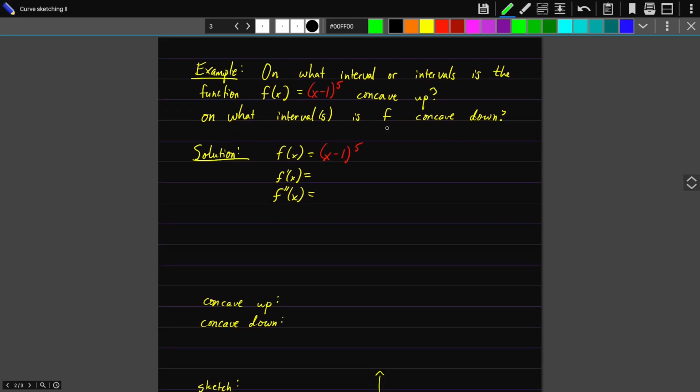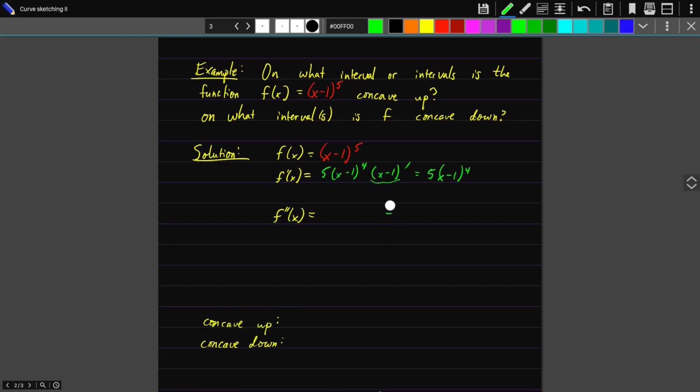All right, hopefully you took a whack at it. So I'm going to solve this now. For the first derivative, I'm going to use the chain rule. You could FOIL this thing out 5 times, which would give you a polynomial of degree 5, but it's easier to just use the chain rule. So f prime of x would be 5 times x minus 1 to the fourth times x minus 1 prime by the chain rule, which is just 5 times x minus 1 to the fourth, because x minus 1 prime is just 1. So that's our first derivative.